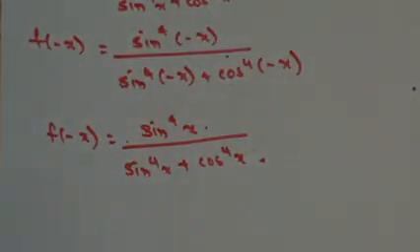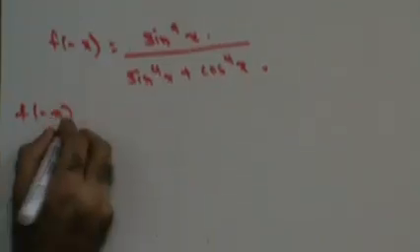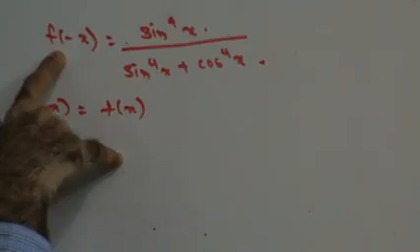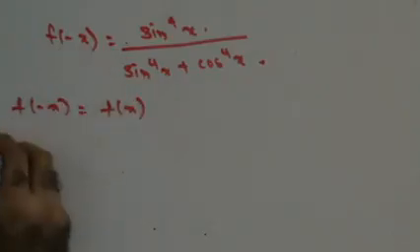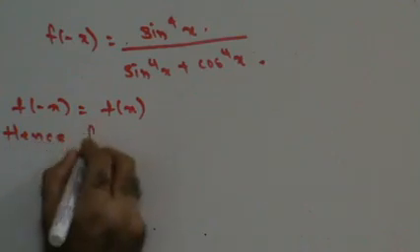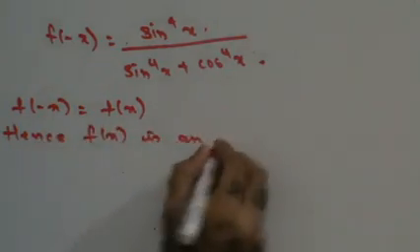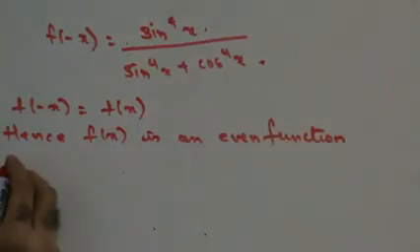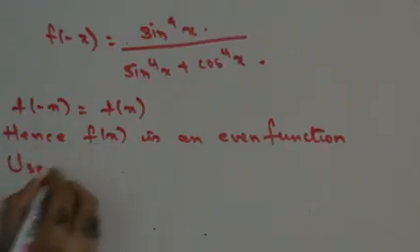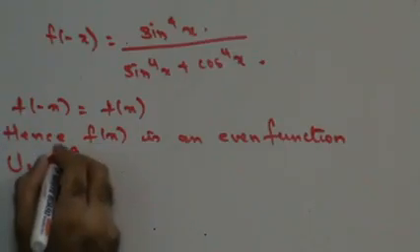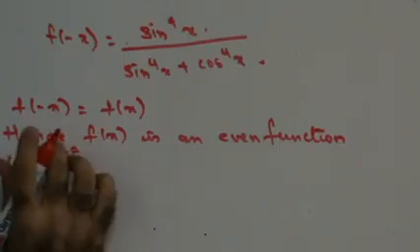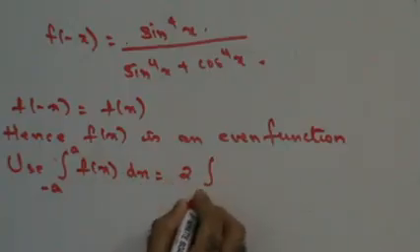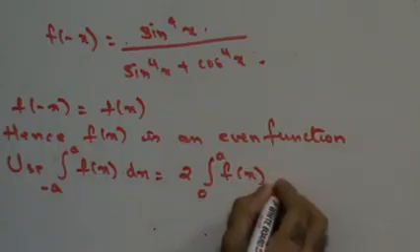Next, f of minus x is equal to f of x. From here what we realize is that f of minus x is equal to f of x. Hence I can say that f of x is an even function. Now f of x is an even function. In that case I can use the formula integral of minus a to a f of x dx is twice integral of 0 to a f of x dx.